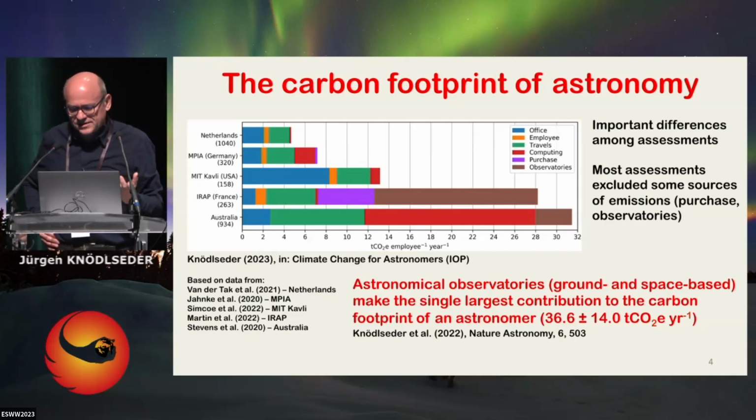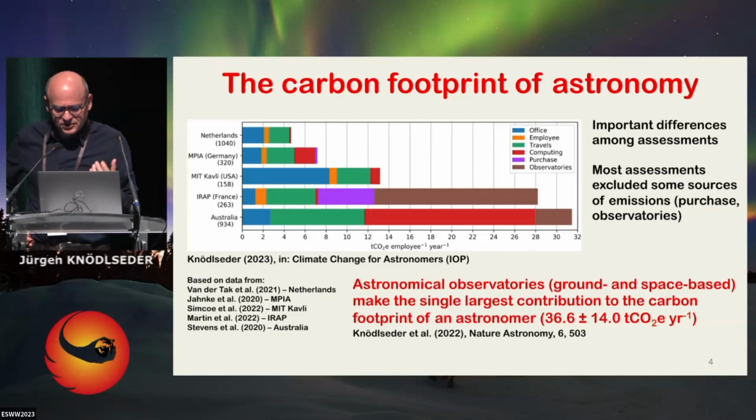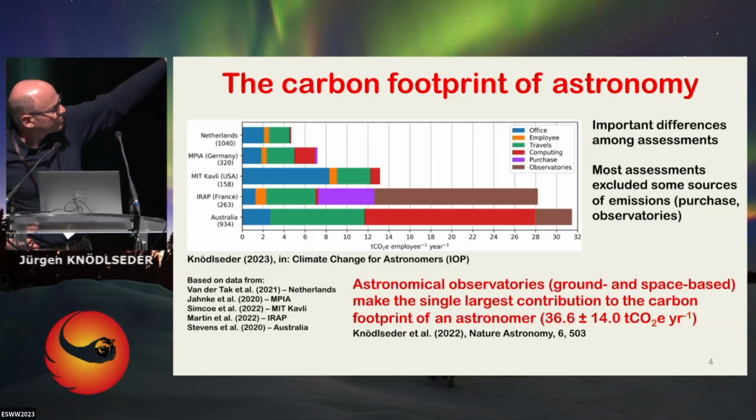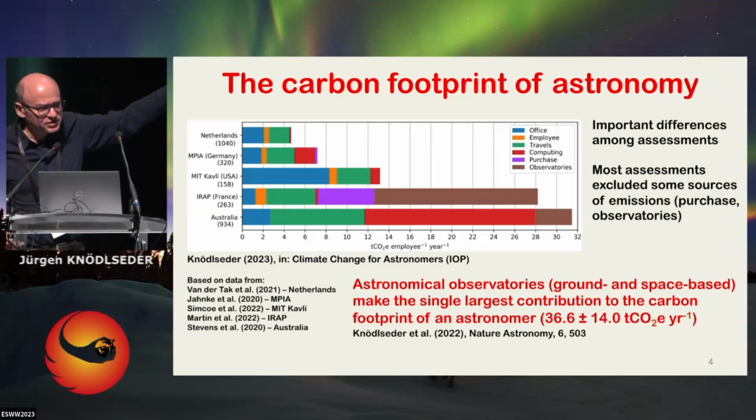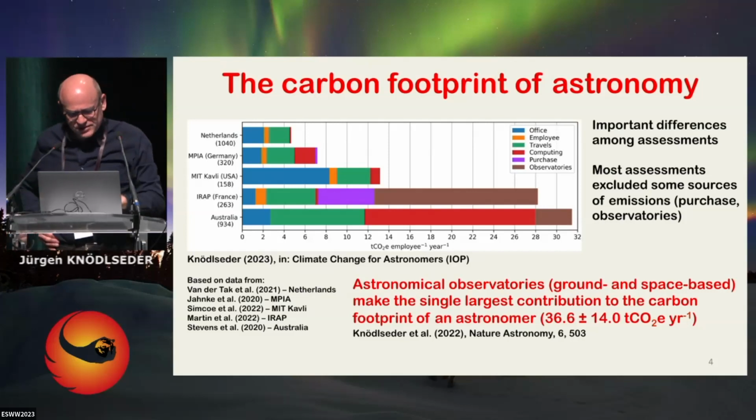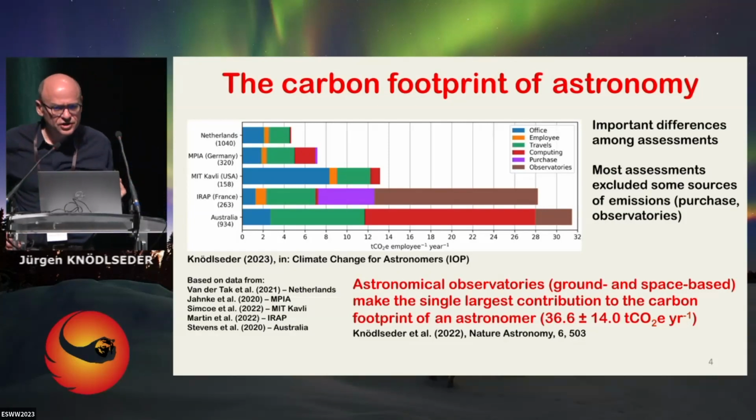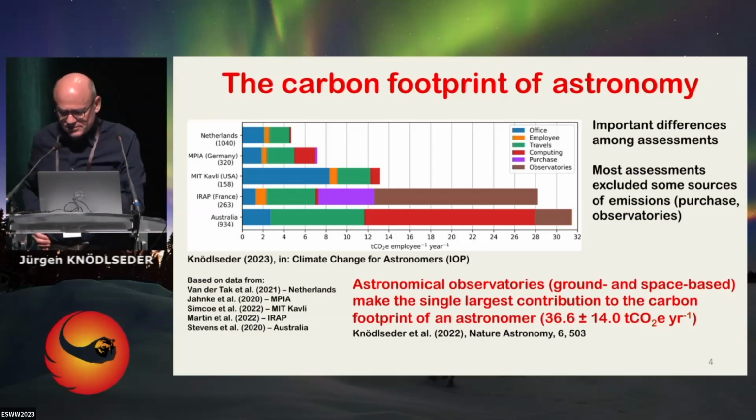So what we estimated is the contribution per astronomer. This is a tiny difference here in the graph, you see per employee, including technicians, administration. But when you just put it on the astronomers, then on average, on every astronomer, you have 36.6 tons of CO2 equivalent every year related to the use of observatories. So we wanted to understand this more.